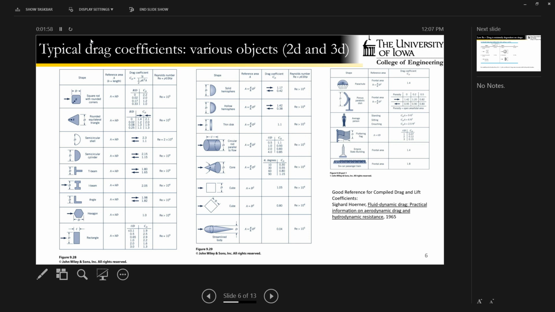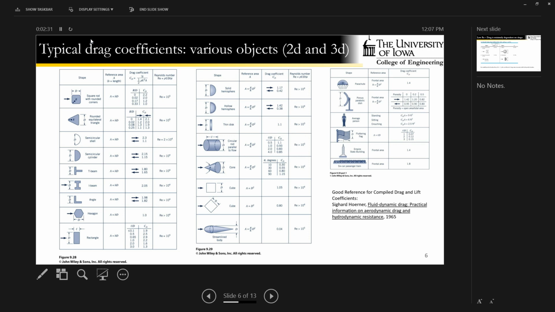So we've got two-dimensional sections here, things where you'd be expected to extrude them out of the page. We've got three-dimensional objects, like cones, circular rods, or discs, and then we've got some more unusual or biological objects here, such as a person standing, sitting, and crouching, parachutes, satellite dishes, what have you. So this table is going to be your primary tool in calculating drag coefficients on objects.